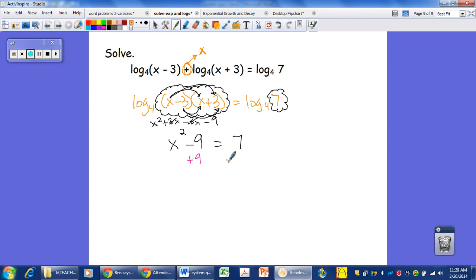Because I have an x squared and no x value, I'm not going to make a quadratic. I'm just going to solve this. So x squared equals 16. Taking the square root of both sides, x equals 4 and negative 4, because when you square root things, you get positives and negatives. But because these are logs, we can't take the log of a negative. It's undefined. So we throw out the negative 4, and we get positive 4 as your answer.